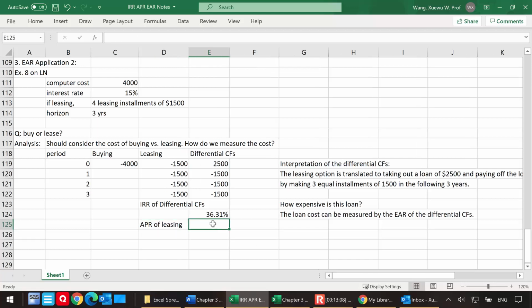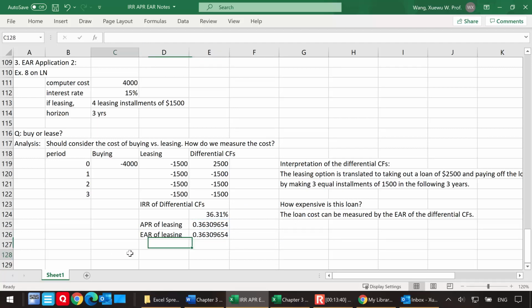What I'm going to do here is very straightforward. I'm going to multiply this by the compounding frequency parameter, which is 1 here. You're making annual payments, and the IRR of leasing, which is the cost of leasing, I'm going to do the effective function here one more time. So I take the APR, I put down 1 here for the compounding frequency parameter, and that is 36%. This loan is absurd. This loan is so expensive.